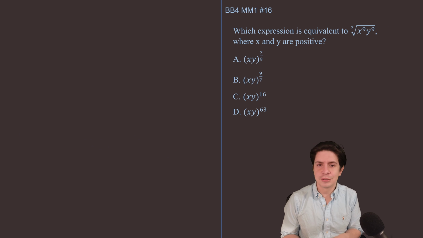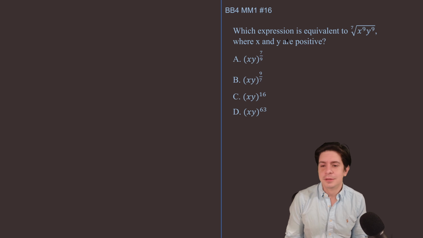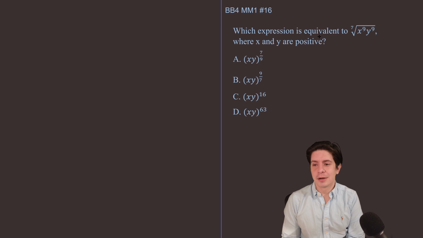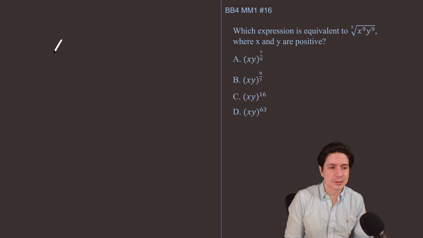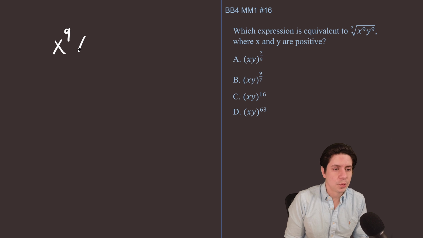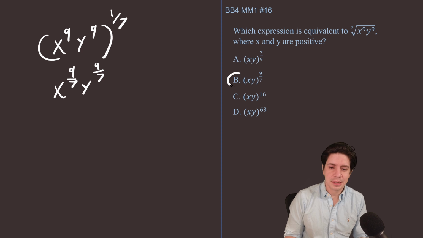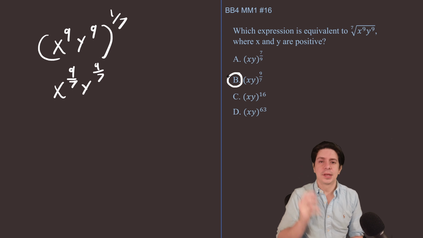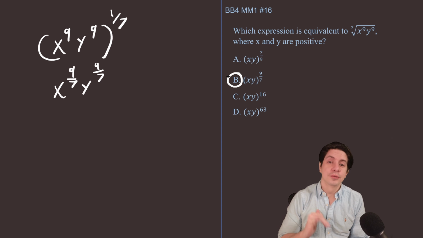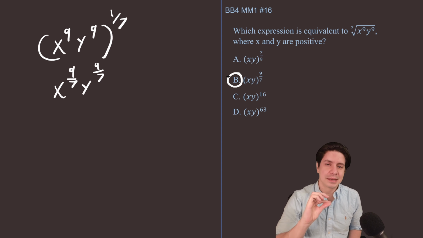All right, I love this one. It looks so fancy and hard, but it's really simple. Which expression is equivalent to the 7th root of x to the 9, y to the 9, where x and y are positive? So remember, you can rewrite roots as fractions. So this is x to the 9, y to the 9, to the 1/7 power, and then you distribute the power, so it's going to become x to the 9/7, y to the 9/7, or as it's written in B, xy to the 9/7. Okay, many people forget how to do the roots, but that's all you have to do. Remember, it is about making it into a fraction.